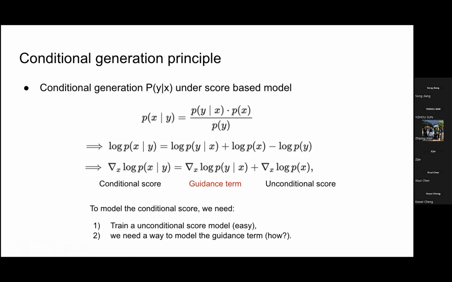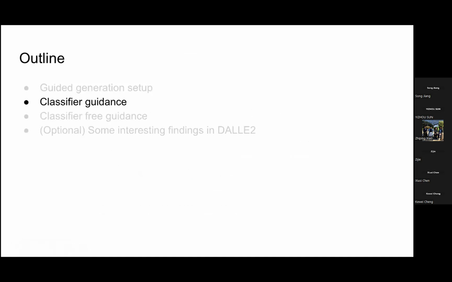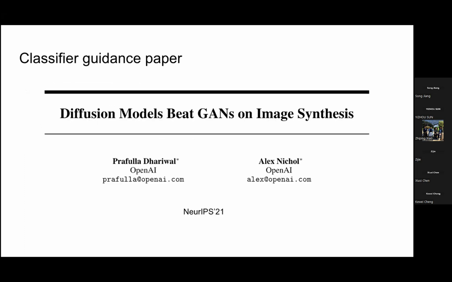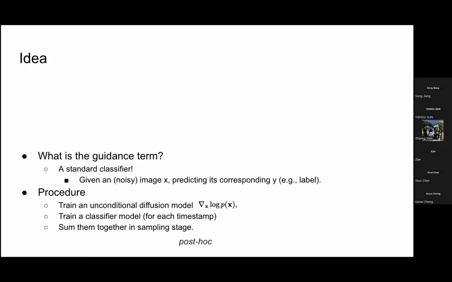So far, any question? It is very similar to the gradient expansion. Which class will X be classified into? Yes, okay. That's a good observation, and that's why we call it classifier guidance. Now we are trying to introduce the classifier guidance paper, which is from OpenAI at NeurIPS 21.